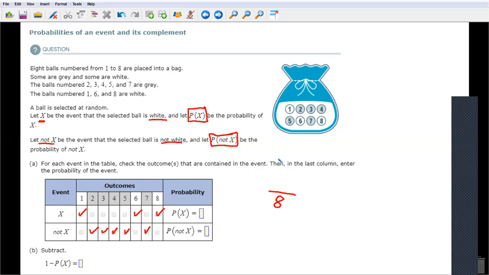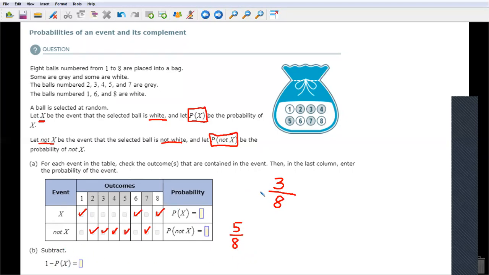How many of those 8 balls are going to make this a success up here? It's going to be 1, 6, and 8, so that's 3. How many of our 8 possibilities would not be white? That would be 5 out of 8.